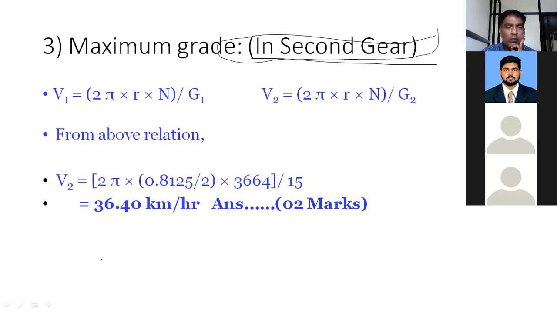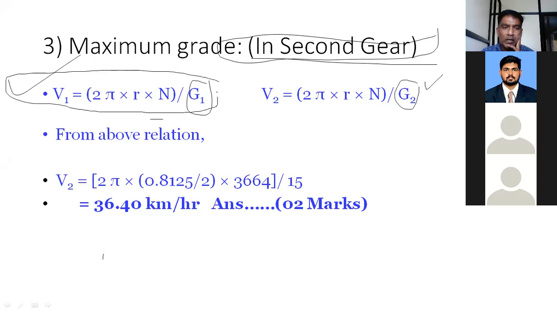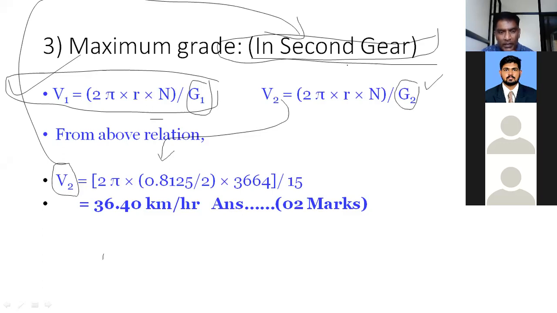Okay. Now from these two formulas, V1 is equal to 2 pi Rn divided by G1, and V2 is equal to 2 pi Rn divided by G2. This is gear ratio 2, gear ratio 1. Okay. So our concern is related to this. What maximum grade can be achieved with this V2? Why V2? Because it is in second gear.